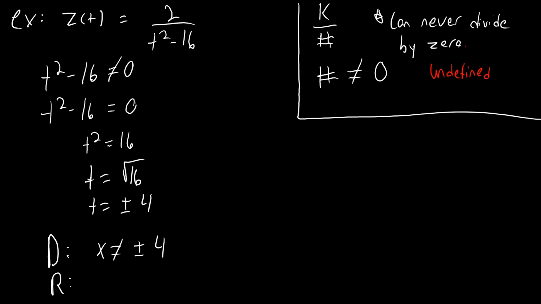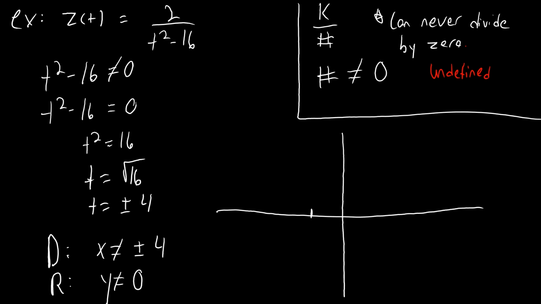Okay, so if we can never divide by 0 here, oh, I see. This will never be equal to 0. So y cannot equal 0. Okay. Now let's look at the behavior of this graph.